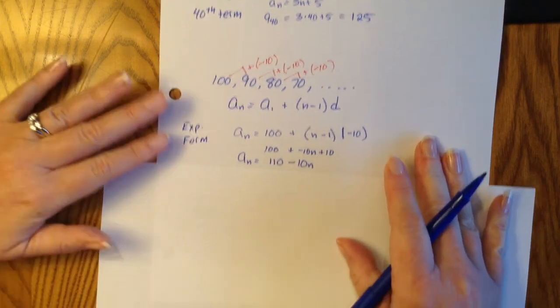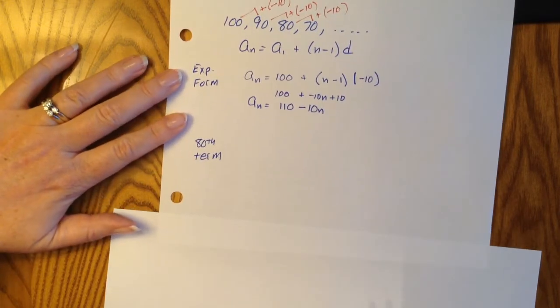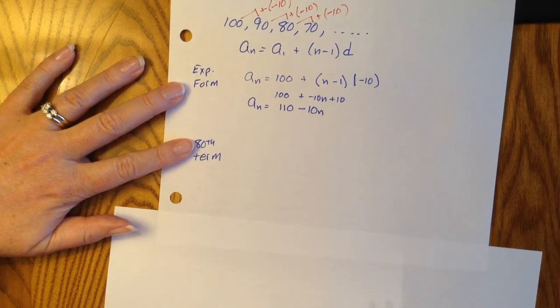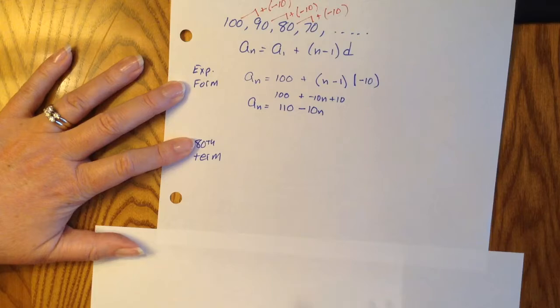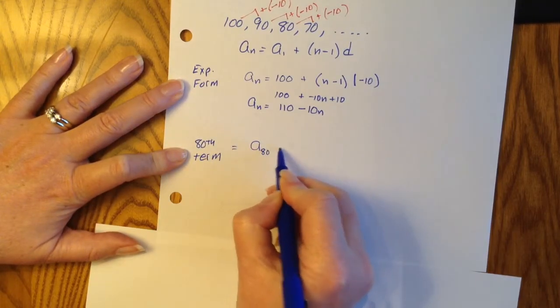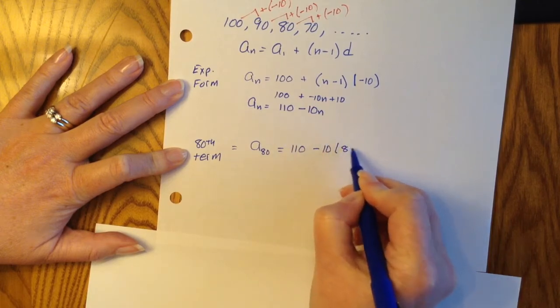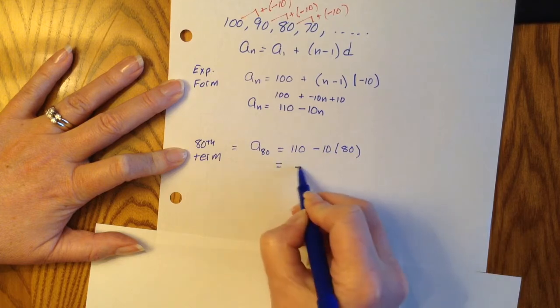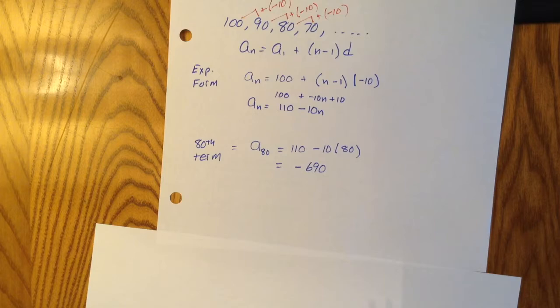Now, can we find, for example, the 80th term? Well, I'm sure you could subtract 10, subtract 80 times over. I'm not going to do that. The 80th term, also known as a sub 80, would be 110 minus 10 times 80. We math that out and we get the number. Wow, that is fun. I mean, what could be more fun than that?